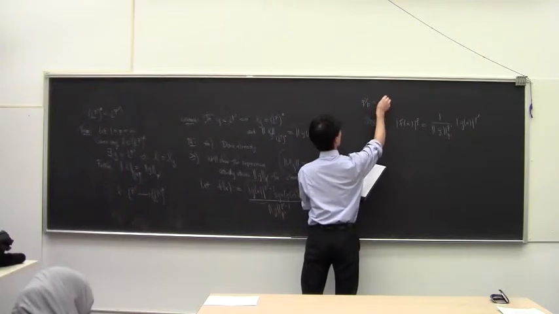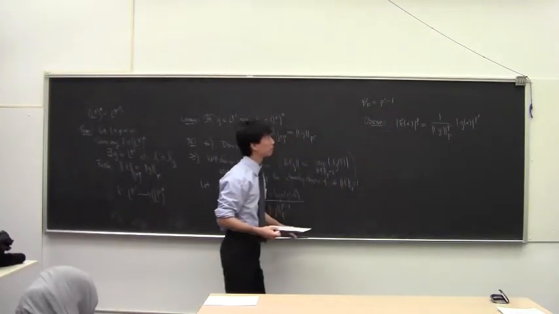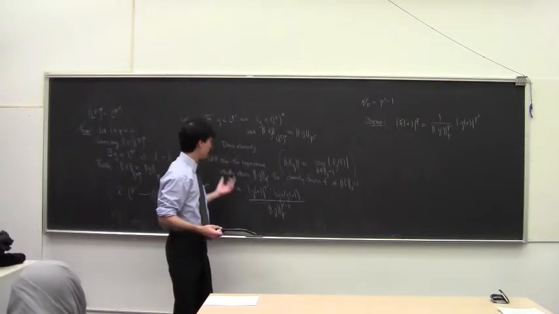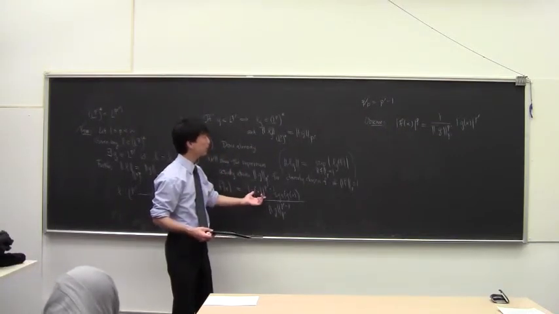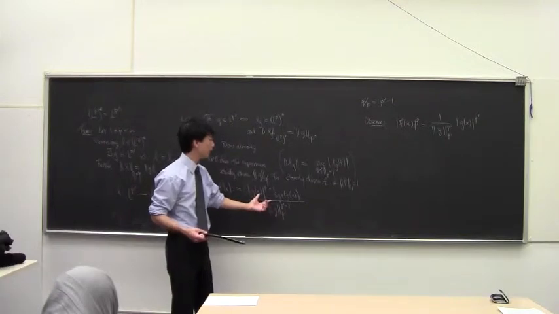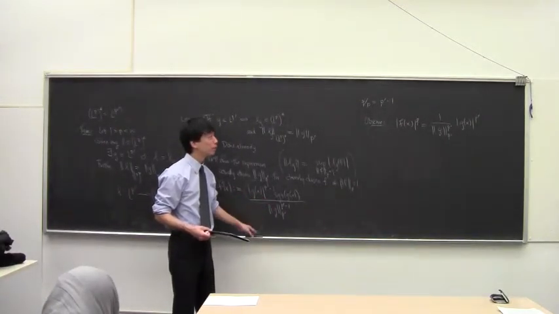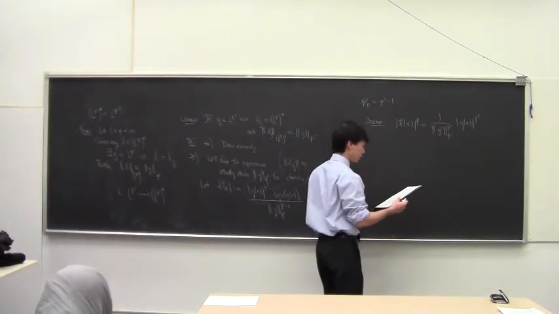p prime over p is p prime over 1, right? As we just said, right? So if we take the magnitude of this and raise it to the p power, we're going to get the p prime power on the right side, right? Okay.